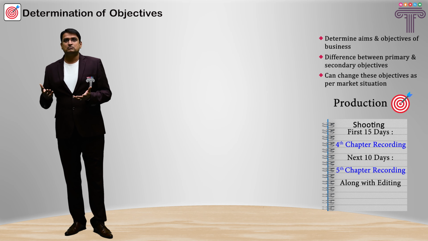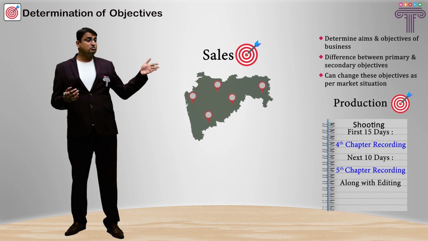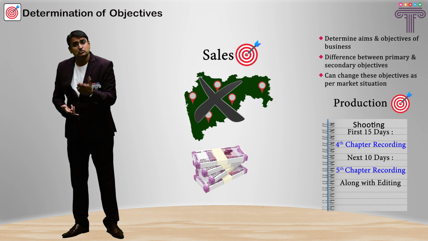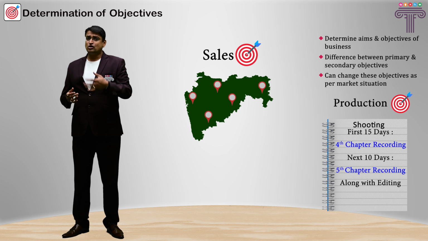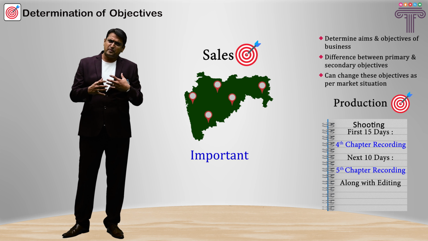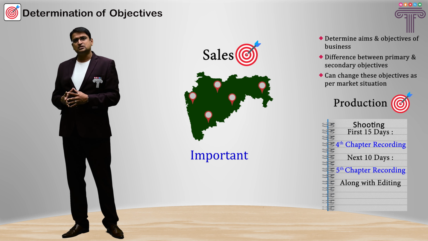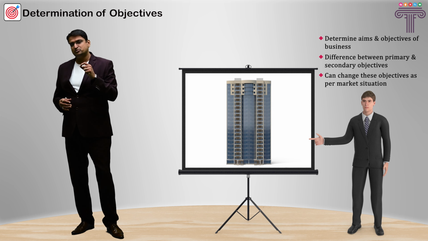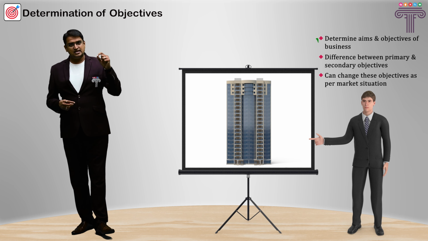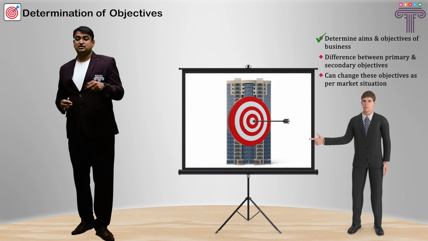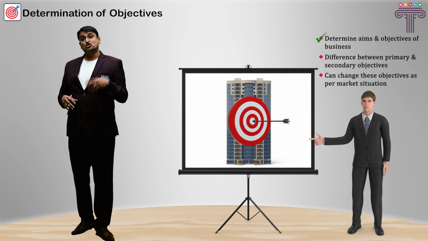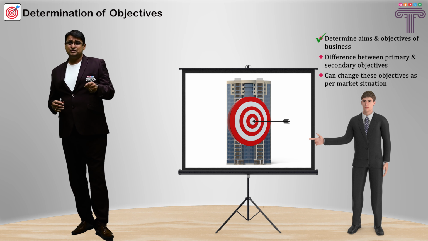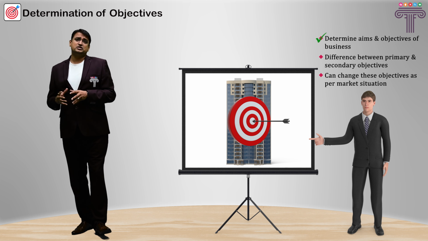But what about sales? If I don't set an objective for sales, will I get revenue? No. So aims and objectives are one of the paramount functions that entrepreneurs perform. Hence, one of the key functions an entrepreneur performs is, yes, determination of objectives or setting of aims. So the entrepreneur sets the aims and objectives of the business.